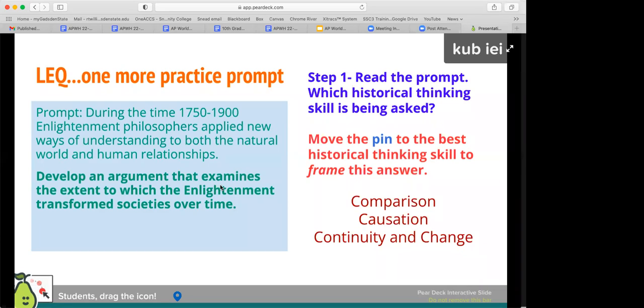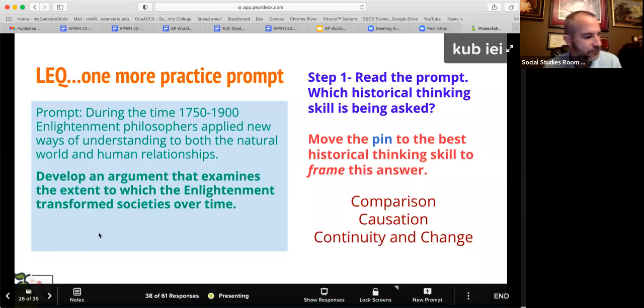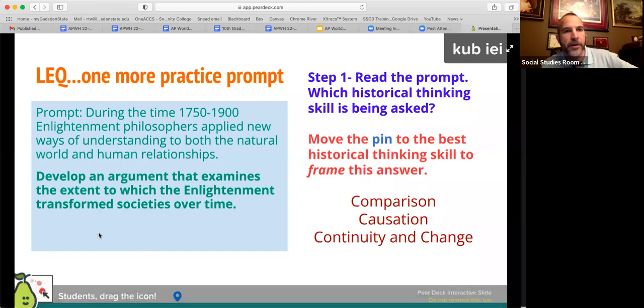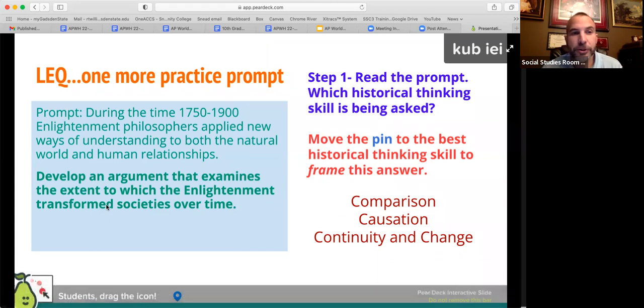Do you think it's a comparison question? Do you think this is causation? Or is this a CCOT? What do you think? I'm thinking a lot about the word, just to give you a hint, transformed. The word transformed.